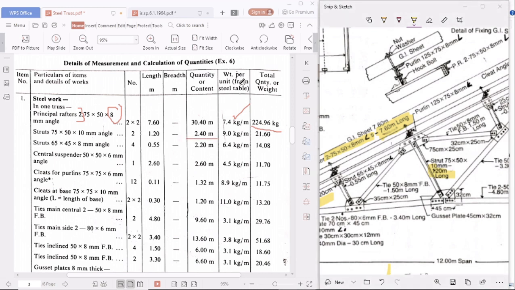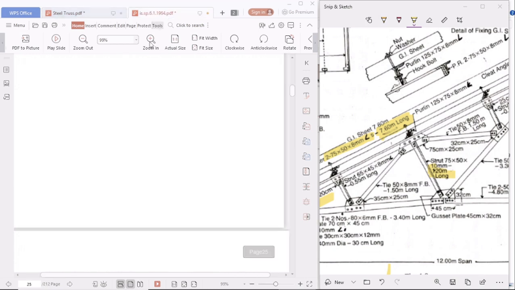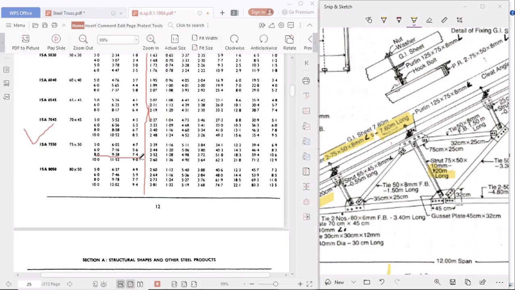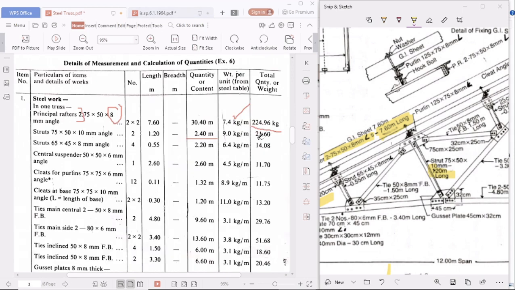Next, weight per unit from the steel table. How? See the angle 75 into 50 into 10 mm. Below that 10 mm, what is the kg? 9 kg per meter. So take 9 kg per meter, and you will get the total quantity as 21.60.